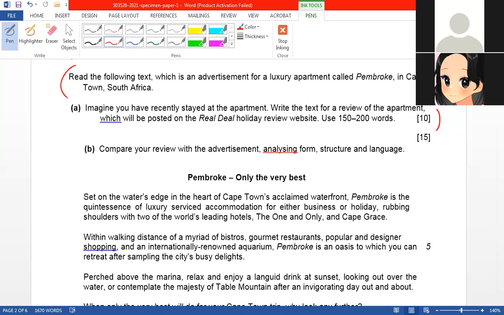Yes, read the following text, which is an advertisement for a luxury apartment called Pembroke in Cape Town, South Africa. Imagine you have recently stayed at the apartment. Write the text for a review of the apartment, which will be posted on the Real Tea Holiday Review website. Use 150 to 200 words.